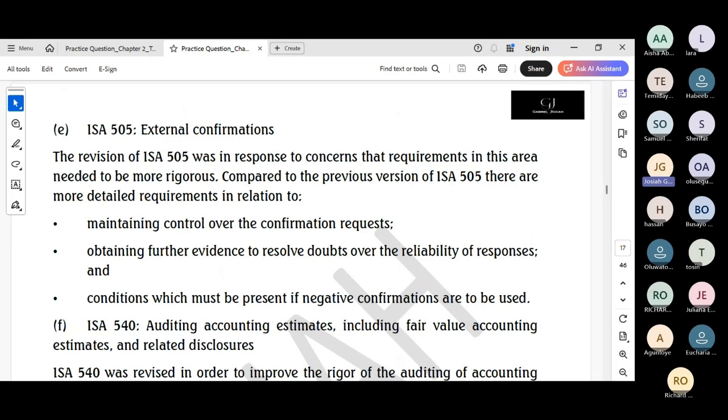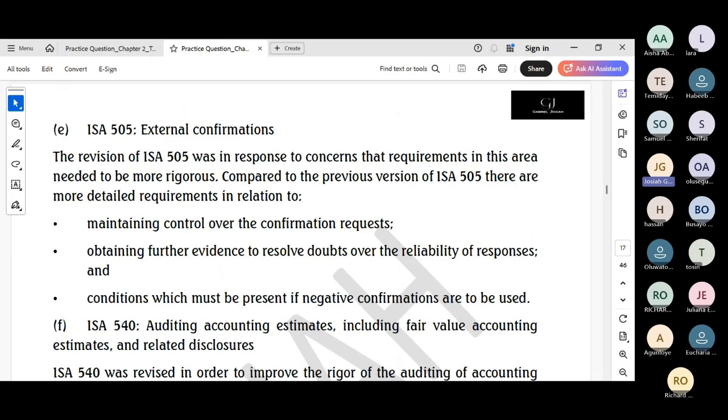So stricter conditions that must be met for the appropriate use of negative confirmation were also updated. And we need to focus on the increased rigor and control over confirmation processes, make sure management is not aware, and stricter rules for any negative confirmation aside from what management has provided is what was updated in ISA 505.